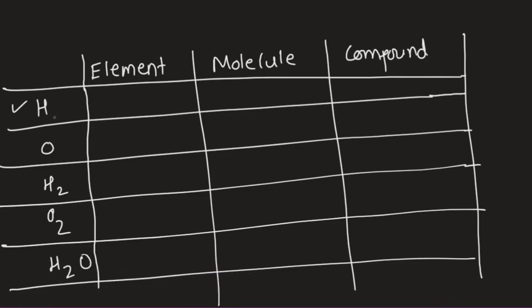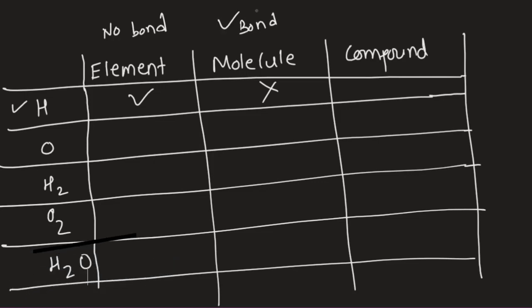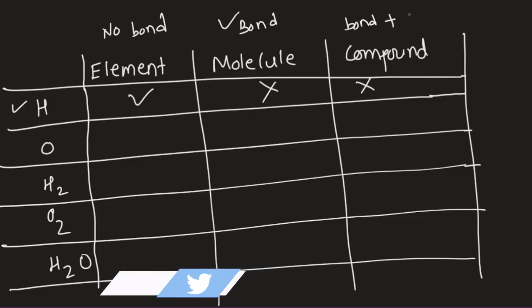First example. So it is an element. Yes, it is an element. Why is it an element? Because there is no bond involved here. Is it a molecule? No, it is not a molecule because for a molecule we need a bond. At least one bond is required, and then we can call it a molecule. But since there is no bond, we can say it is not a molecule. Is it a compound? No, it is not a compound. For a compound, we need a bond between two different atoms or elements.